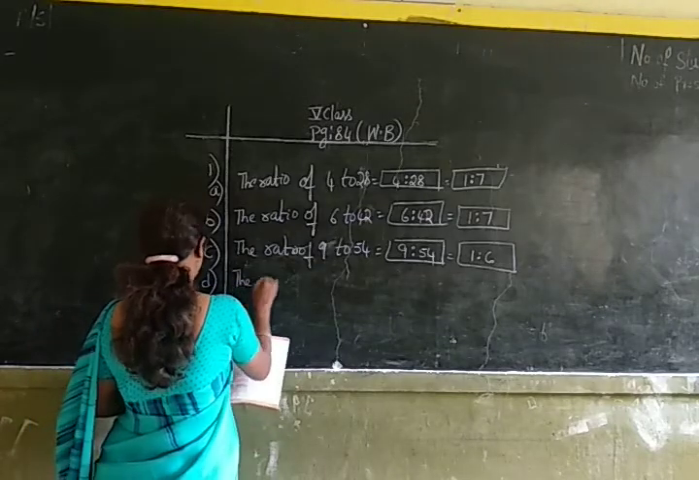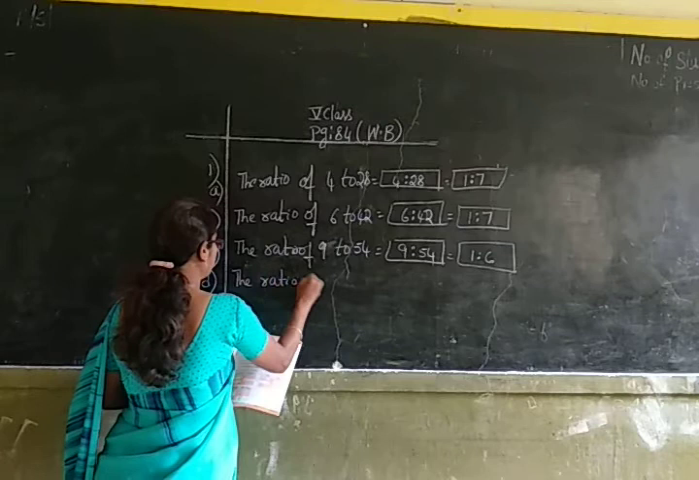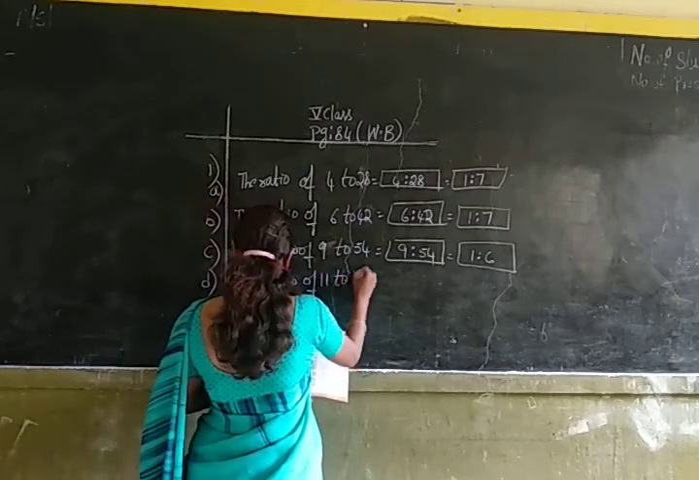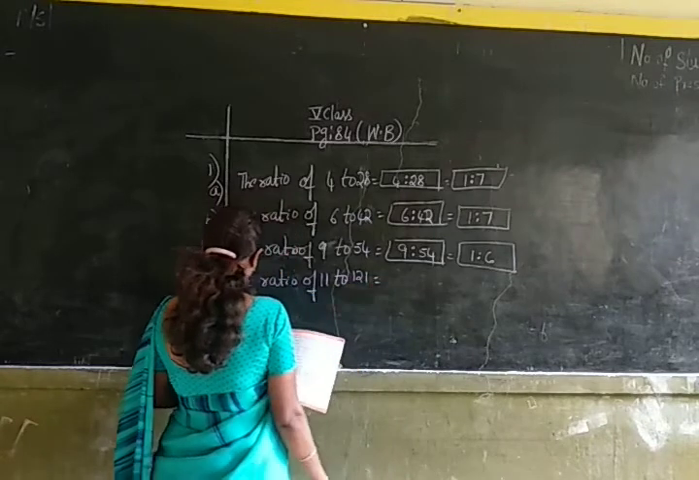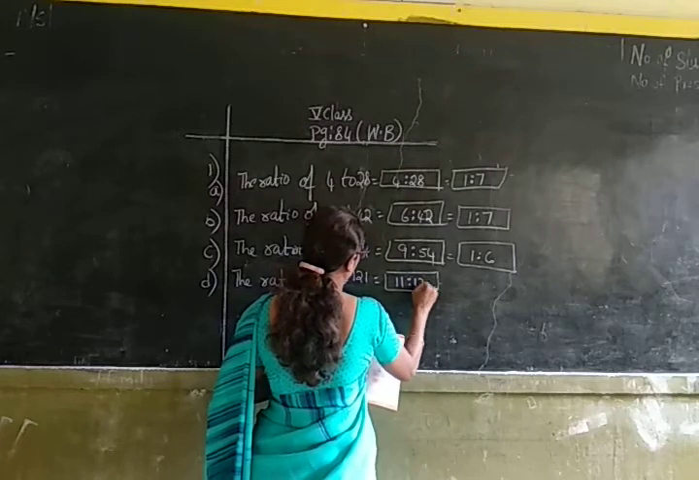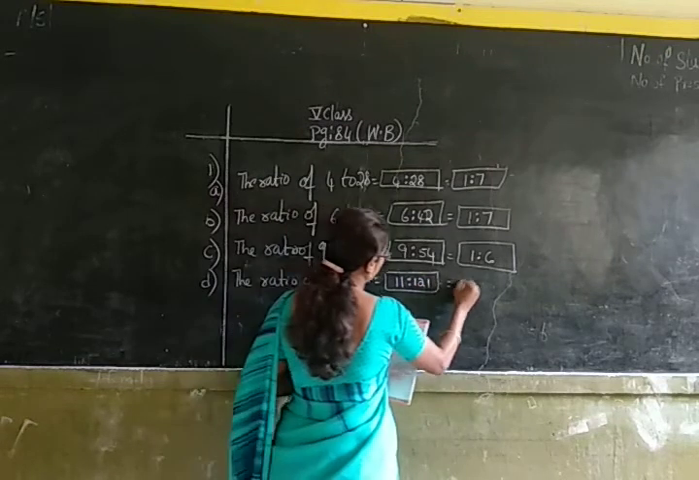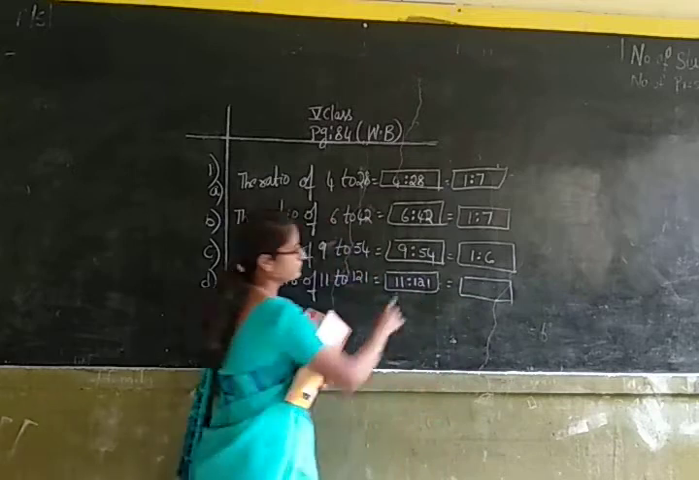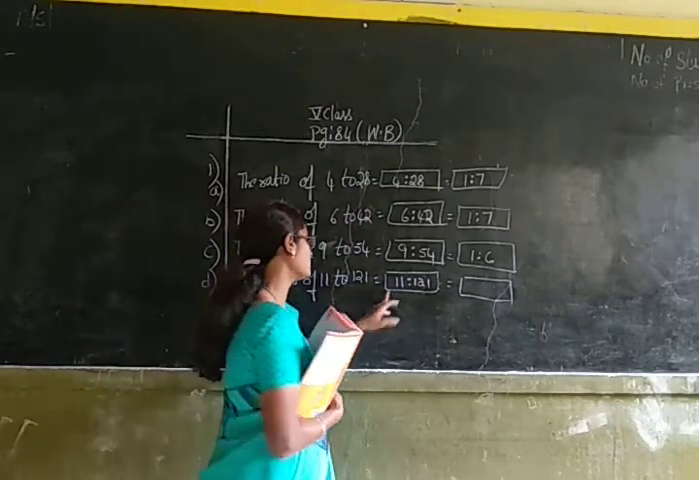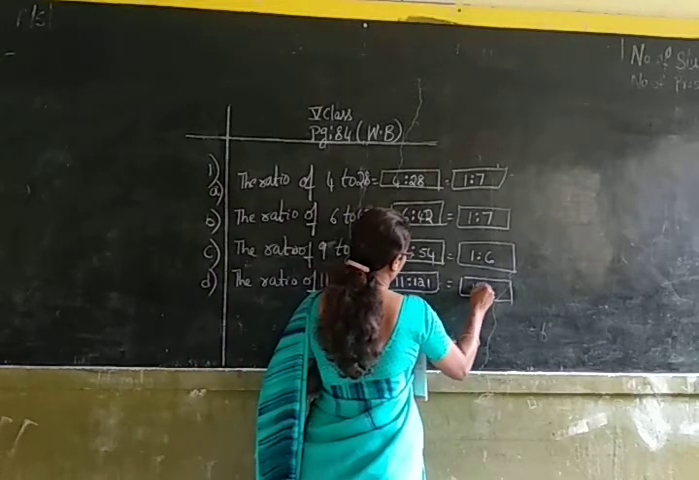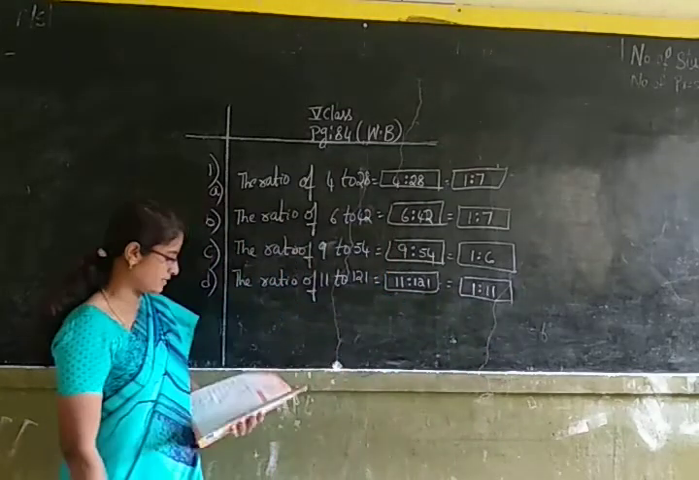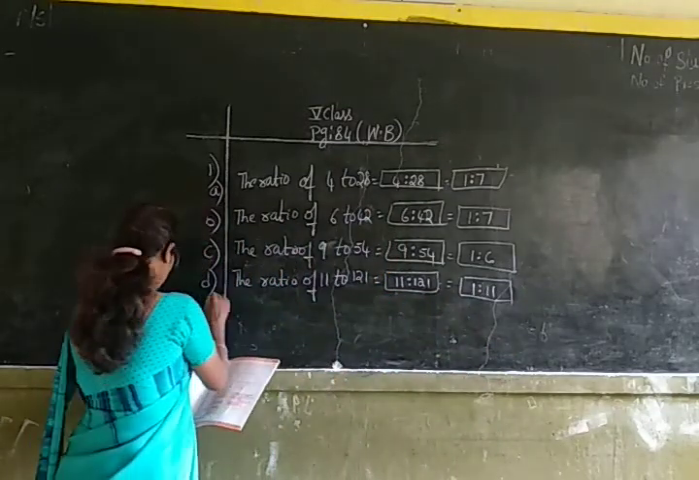The ratio of 11 to 121, which means 11 is to 121. 11 and 121 are in 11 table. So let us write down this in its lowest form. 11 goes in 11 one time and 11 goes in 121 11 times. So the answer is 1 is to 11. Now let us do the E sum.